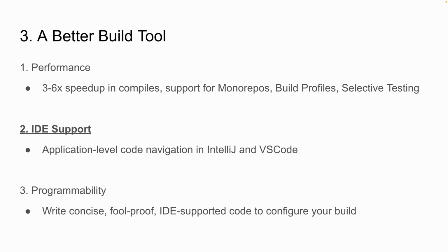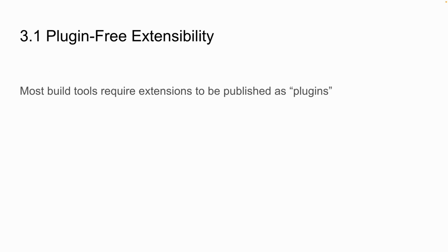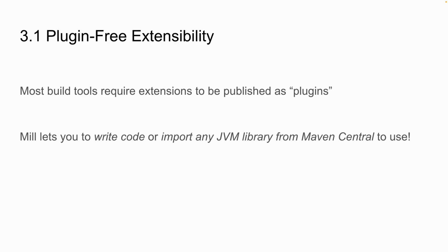Lastly, I'm going to talk about programmability. So I think the most interesting thing about programmability with Mill is that where most build tools require extensions to be published as plugins or built against a special plugin API or plugin interface, Gradle has its plugin API, Maven has its mojos, and so on. Mill lets you just write code and call libraries from Maven Central to do whatever you want.